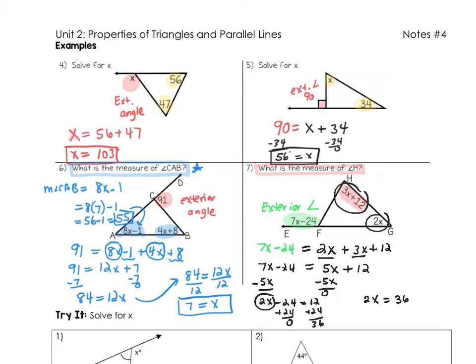So if 2x is equal to 36, then that means that x will be equal to 18, because I need to divide by 2 on both sides. Okay, don't forget the follow-up. The measure of angle H is equal to 3 times x plus 12. So we need 3 times 18 plus 12. Don't hesitate to take a little help from your calculator, just for accuracy's sake. 3 times 18 is 54, and 54 plus 12 is 66 degrees.